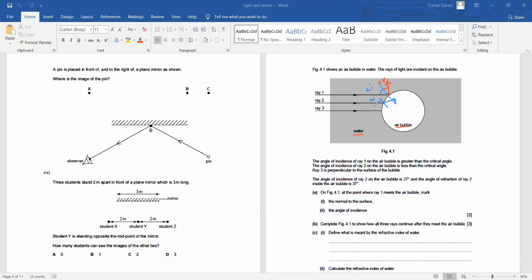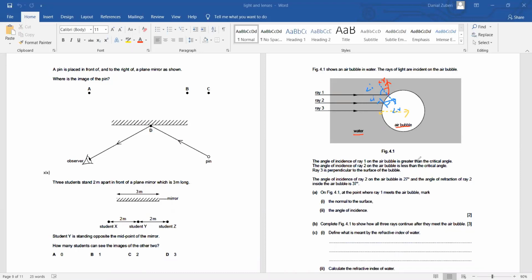Because this is a more optically dense medium, and this is a less optically dense medium, the angle of incidence would be smaller as compared to the angle of reflection here. So it would be somewhere here. Then it says ray 3 is perpendicular to the surface of the bubble. If a perpendicular ray strikes any surface, it remains undeviated. It passes straight through it.